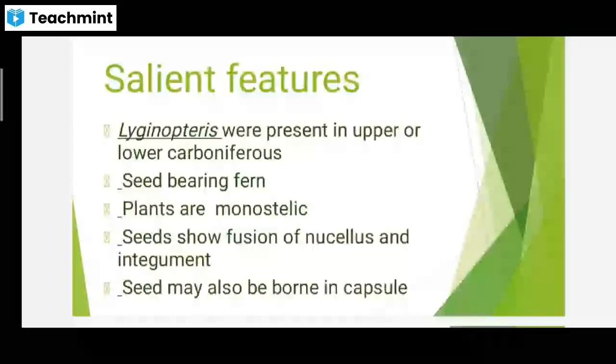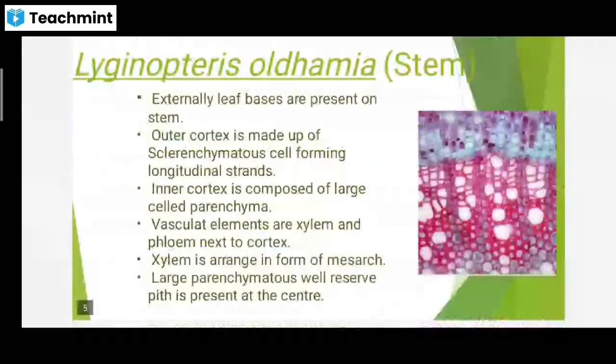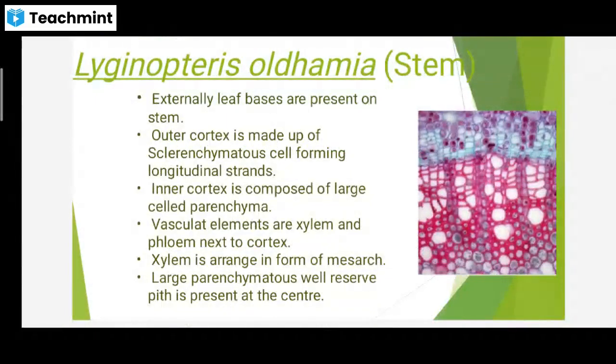Now, the anatomy of Lyginopteris oldhamia, that is stem. Externally, leaf bases are present on stem. Outer cortex is made up of sclerenchymatous cells forming longitudinal strands. Inner cortex is composed of large parenchyma cells. Vascular elements are xylem and phloem next to cortex. Xylem is arranged in the form of mesarch. Large parenchymatous, well-preserved pith is present at the center.